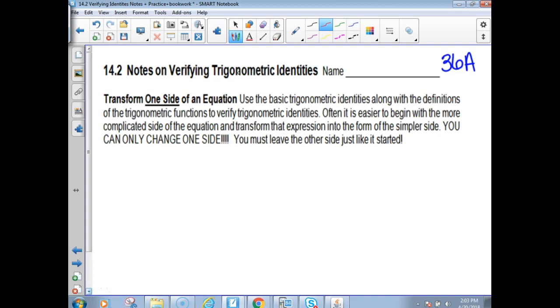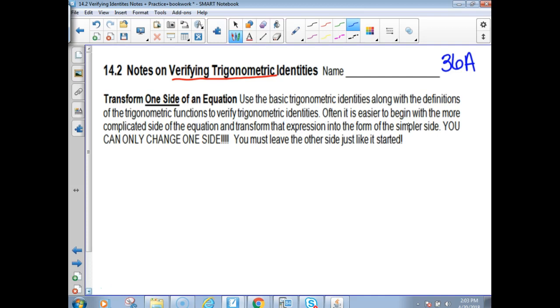Transformation, we're going to verify now. Yesterday we simplified. Now we're going to verify, which means we're going to transform one side and leave the other side alone. And we're trying to transform one of the sides so that it matches the other side. So what you do is you transform one side of an equation. You use the basic trigonometric identities along with the definitions of trigonometric functions to verify trigonometric identities.